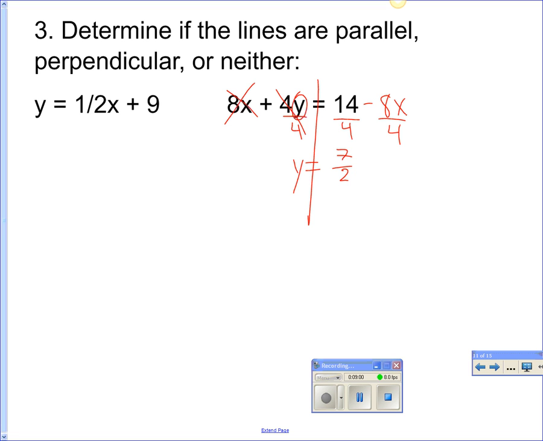What about right here, though? What do you get? -8 divided by 4. And I have to put an x with it. Okay? All right, James, how do I know if they're parallel? What do I have to look at?